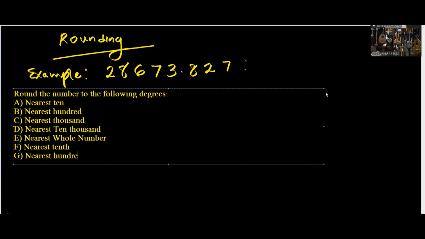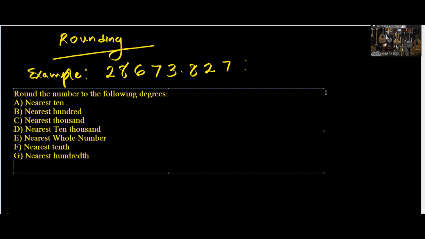Hundredths. Then option A, B, C, D, E, F, G, H. Option H, we have something like nearest. Okay, not nearest. So one significant figure. Okay, we're going to do all of this. One significant figure.